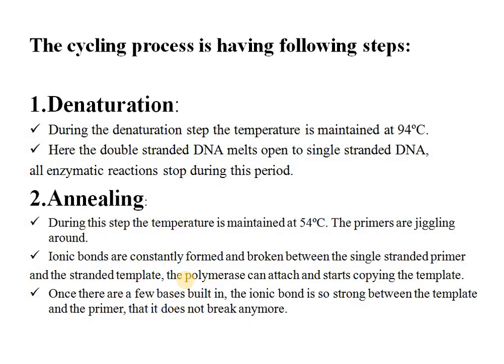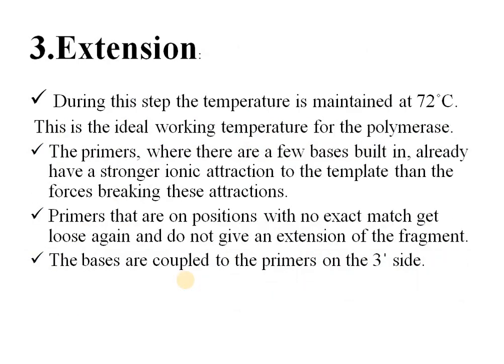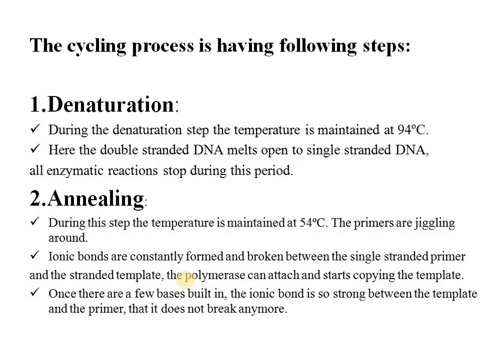The cycling process has the following steps. So what are the different steps involved in the polymerase chain reaction? You can easily remember these steps. There are only 3 steps. First one is denaturation, second one is annealing, third one is extension or synthesis.